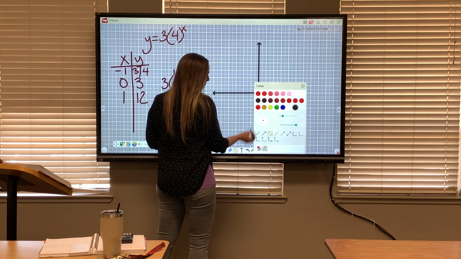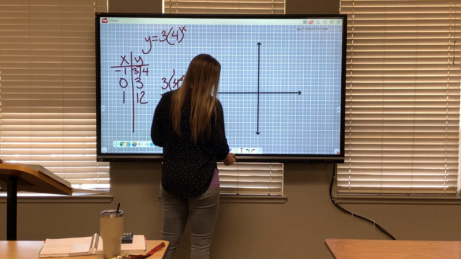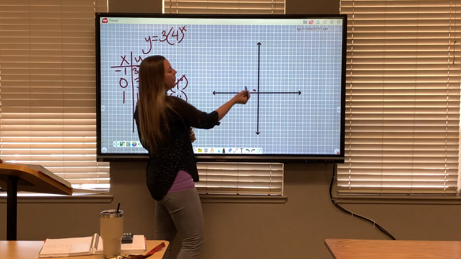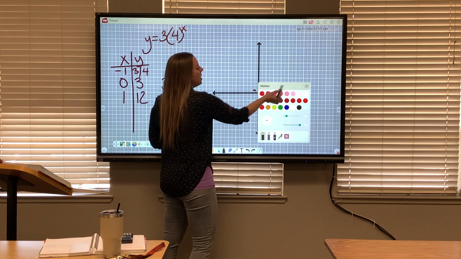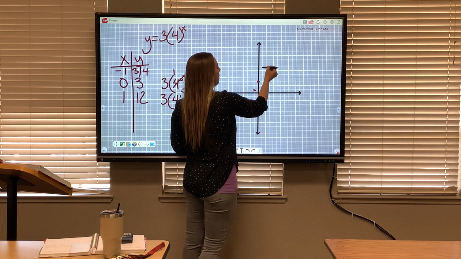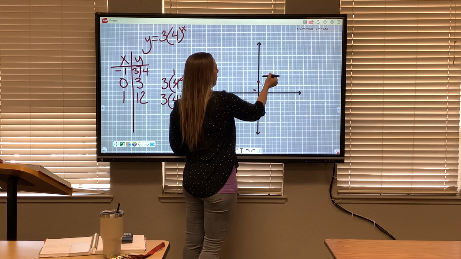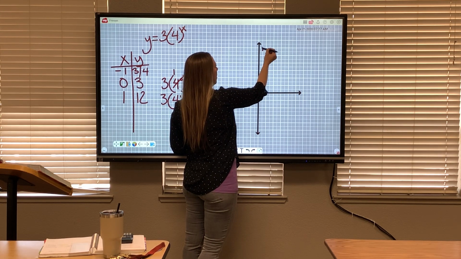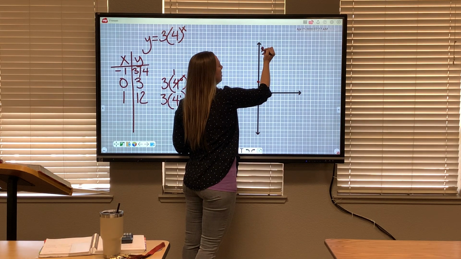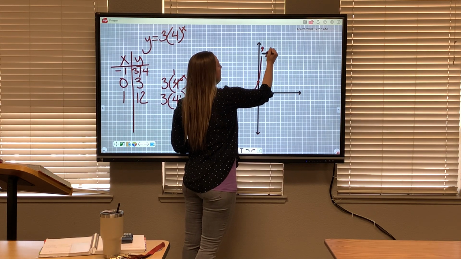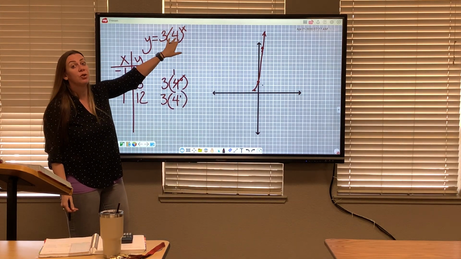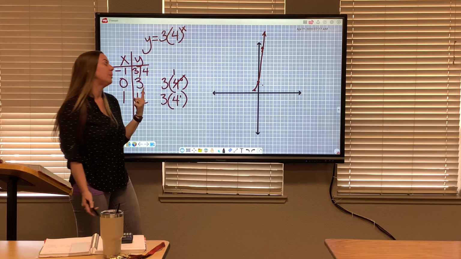It's still not even at that 1. Okay. And then I have 0. It's going to go up to 3. And 1 gives me all the way to 12. 2, 4, 6, 8, 10. All the way up here. Okay, so again, it's very, very steep. Anytime you have a constant in front of your number with the exponent, it's going to be a very steep graph.